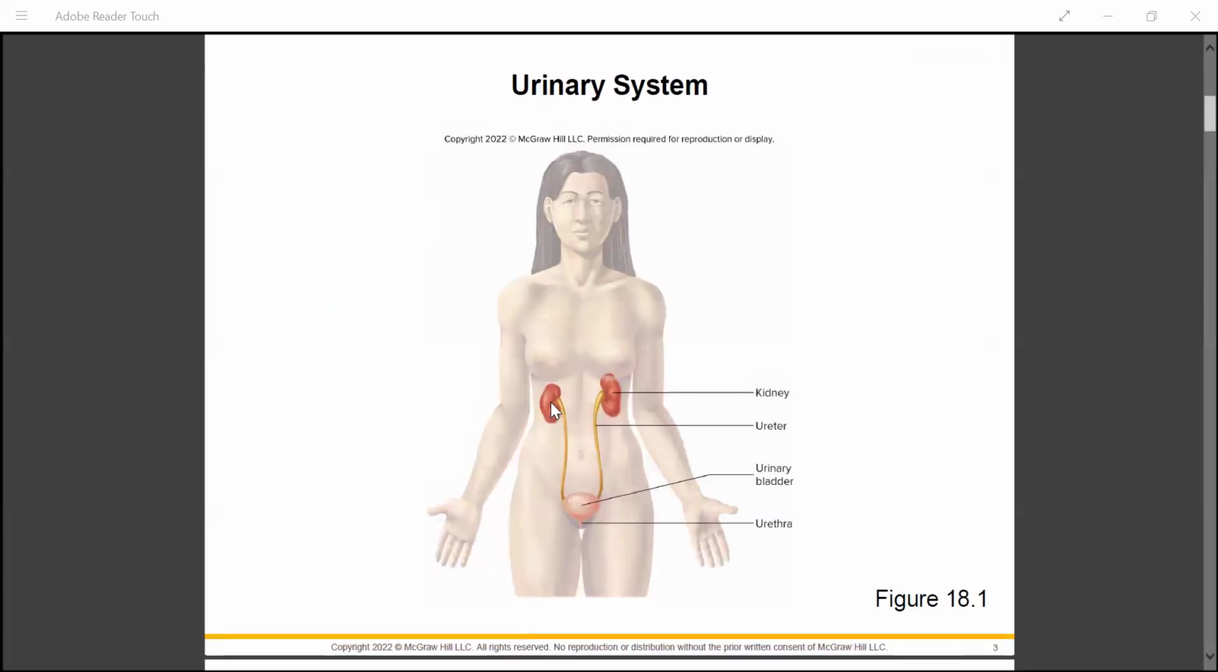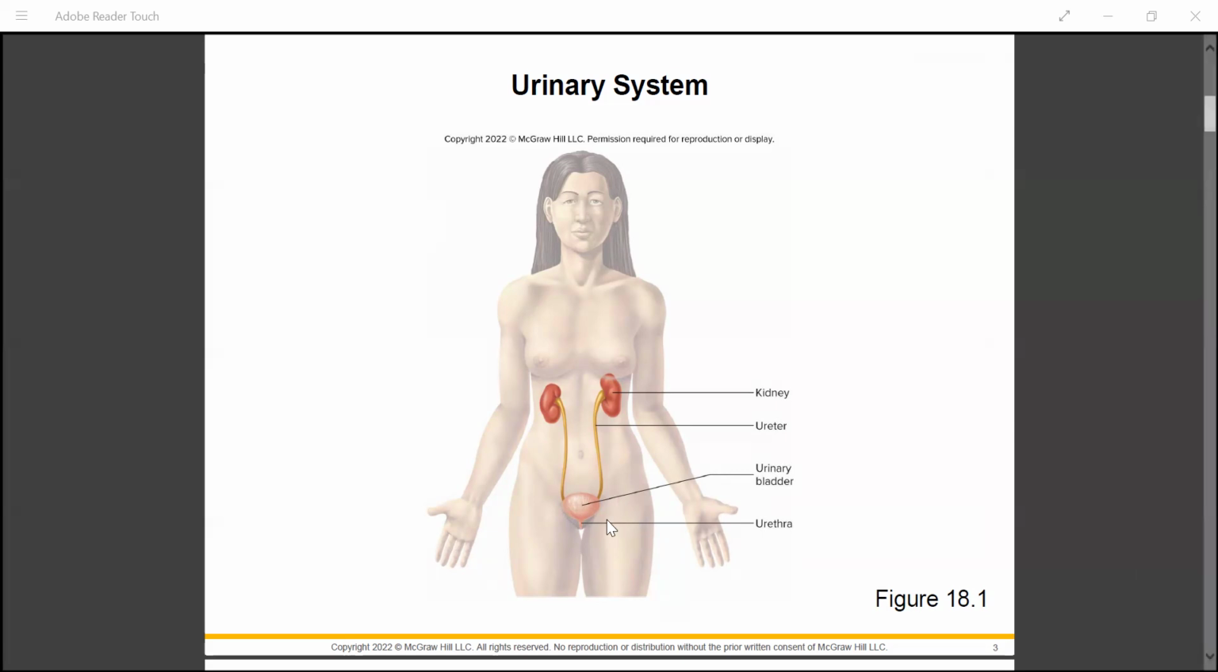So the urinary system is relatively simple in terms of its components. We have two kidneys. These sit at the posterior part of the abdominal cavity, just below the diaphragm. The adrenal glands sit right on top of our kidneys, even though they're not part of our urinary system. And then we have our ureters that are going to carry urine from the kidney down to our urinary bladder. And then from the urinary bladder, we have our urethra to carry urine to the external environment.